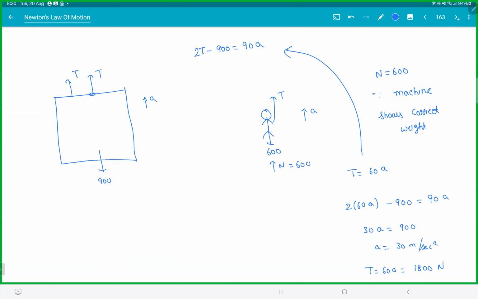Clear with this? Any doubts on this? We're just clear with this.